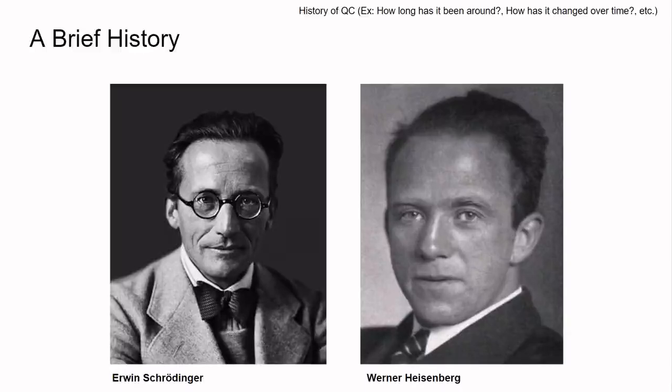Erwin Schrödinger and Werner Heisenberg were the key figures in developing the theory of quantum mechanics. Their work laid the groundwork for understanding the quantum behavior of particles, which is the foundation for quantum computing. In 1926, Erwin Schrödinger formulated a wave equation that accurately calculated the energy levels of the electrons in an atom.